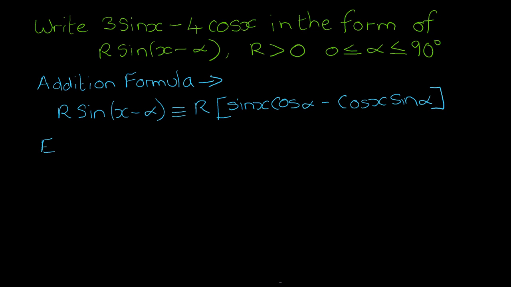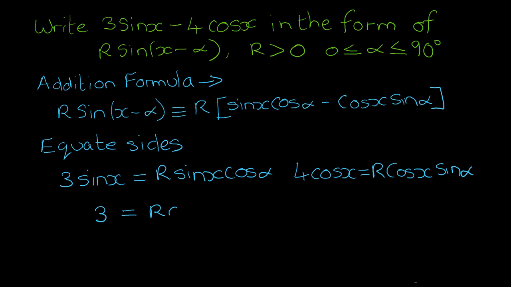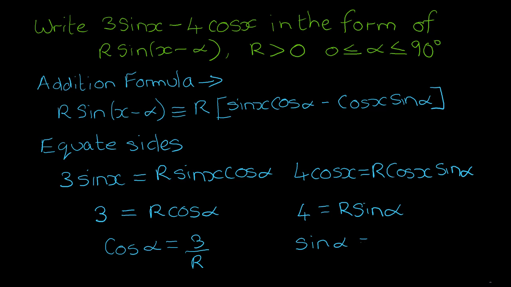Now we're going to equate the relevant parts of the original expression to this new one. So that gives us 3 sin x equals r sin x cos alpha, and 4 cos x equals r cos x sin alpha. Simplifying these, we get 3 equals r cos alpha and 4 equals r sin alpha. Arranging, we get cos alpha equals 3 over r and sin alpha equals 4 over r. This is the first stage.